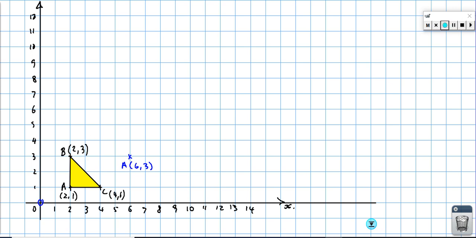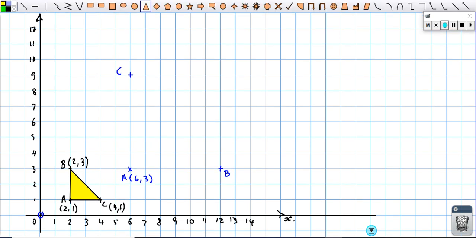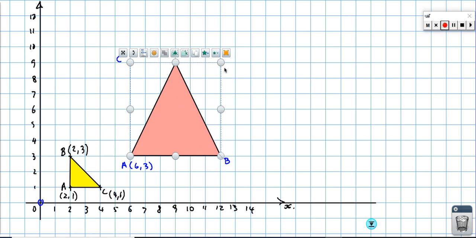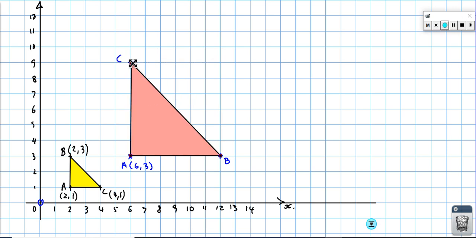Multiplying those 2 coordinates by 3, 4, 1 becomes 12, 3, and that is C. And 2, 3 multiplied by 3 becomes 6, 9. 6, 9 is that point there. Let's draw the triangle. That is our enlarged triangle. So this is an enlargement, scale factor 3 of this triangle from the origin.